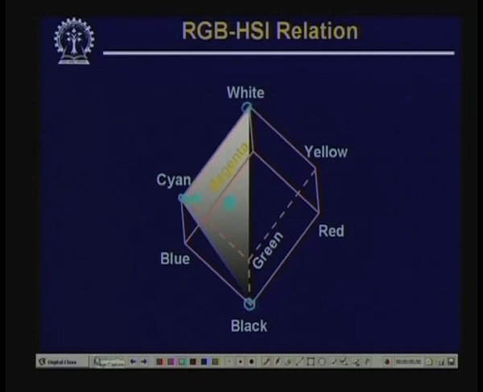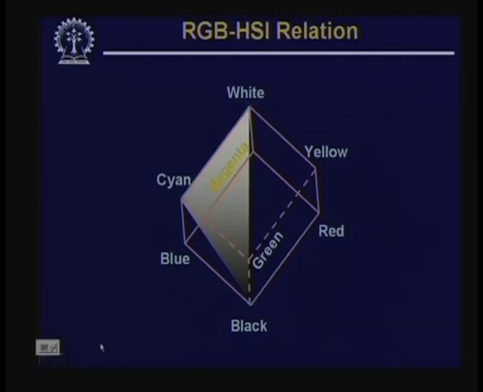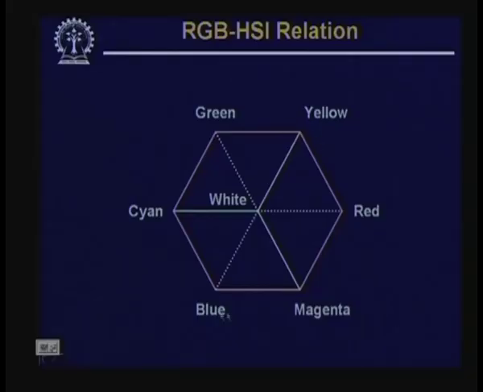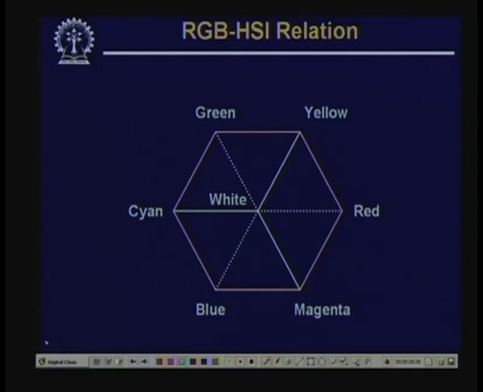Now, in order to do that, what we do is like this. Suppose I take the projection of this RGB cube on a plane which is perpendicular to the intensity axis. If I take the projection, then the different vertices of the cube will be projected on a hexagon as shown in this particular figure. The 2 vertices corresponding to white and black will be projected at the center of the hexagon. So, this point will be the projected point for both white and black.